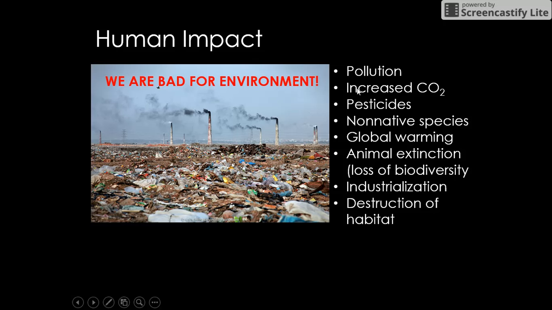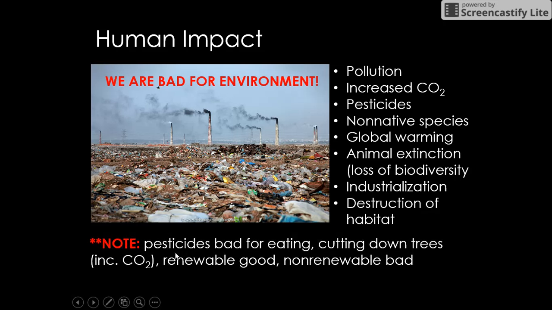So here's some things that we do to the environment. Pollution, increased CO2, which is carbon dioxide, pesticides, which are chemicals on grass, non-native species, so bringing in a species that is not from there and putting it into an environment, global warming, animal extinction, so getting rid of species, industrialization, so building a bunch of factories, and destruction of habitat, cutting down a bunch of trees.